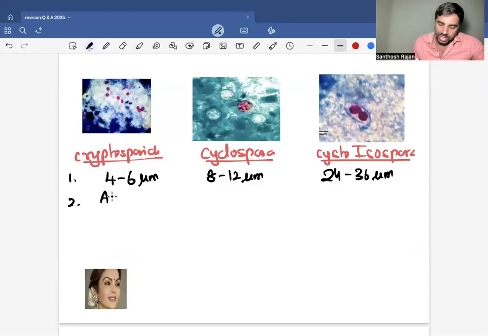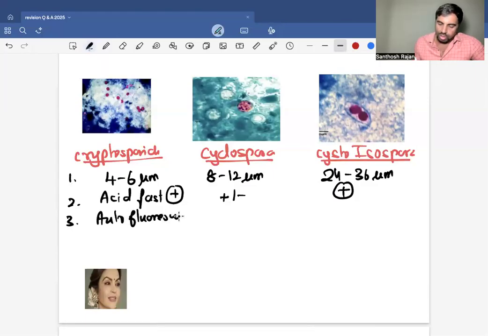Second one, all are acid fast. Acid fast is positive for everyone. Sometimes it may be less, but mostly all are positive. There's a property called autofluorescence, where they fluoresce by themselves. Crypto, no, there is none. But these two, yes, they both have the autofluorescence property. These are the main properties: size, acid fastness, and autofluorescence are very, very important.